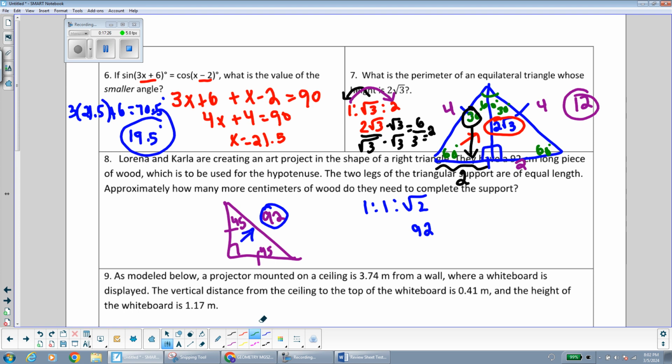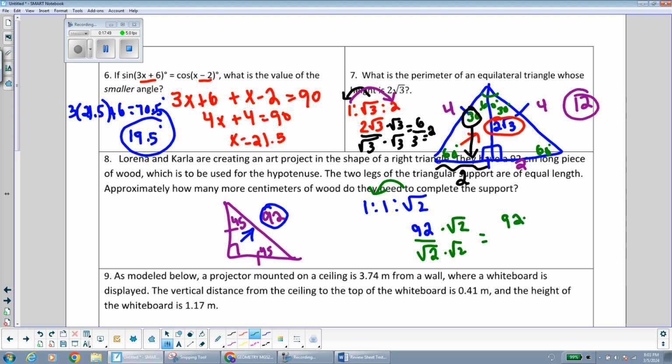We need to figure out how much each of the legs are. So we're going from bigger to smaller, so that's going to be dividing. And the ratio tells us that we're going to divide by radical 2. So we're going to take 92 and divide by radical 2. Just like in the last one, we can't have a radical in the denominator. So I'm going to multiply the bottom and the top by radical 2.